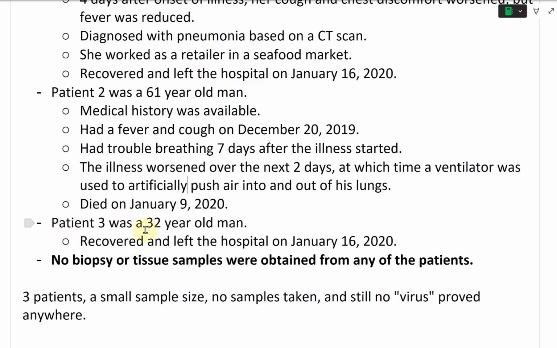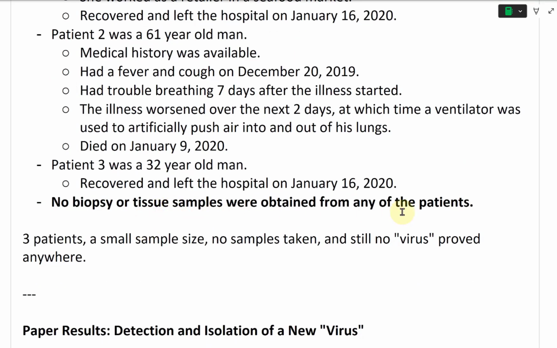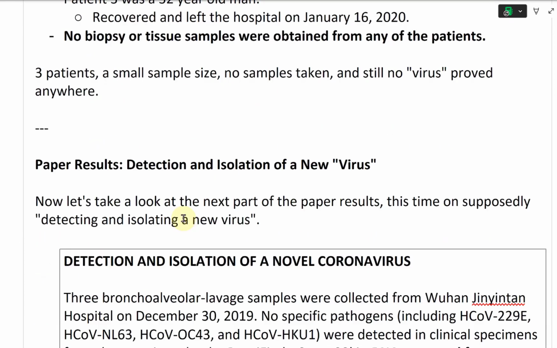It doesn't show much info on this. And no biopsy or tissue samples were obtained from any of the patients. So here's a note here. 3 patients, a small sample size, again, just 3. No samples taken, and still no, quote, virus proved anywhere. So it's very interesting.